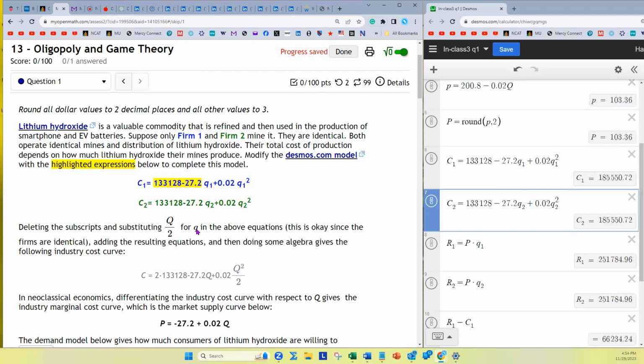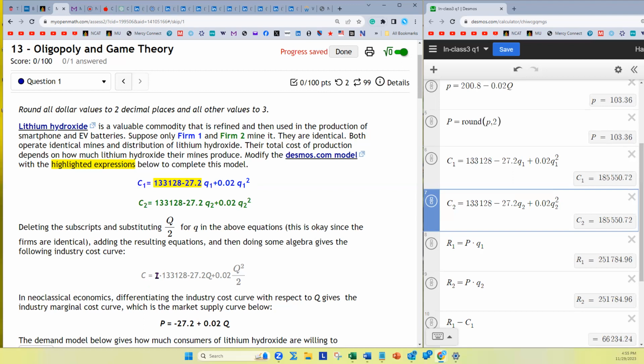Because remember, they're identical. So this is the market output, big Q. Firm one's Q is half the market, and firm two's Q is half the market. So we're going to replace this with big Q divided by 2, replace that with big Q divided by 2, replace that with big Q divided by 2, and replace that with big Q divided by 2. When we add the two resulting equations and do some algebra, we get the industry supply curve.